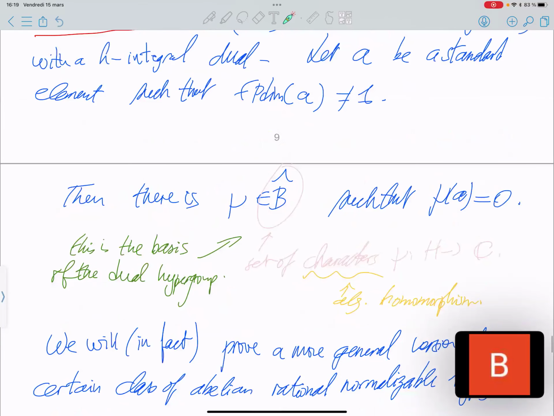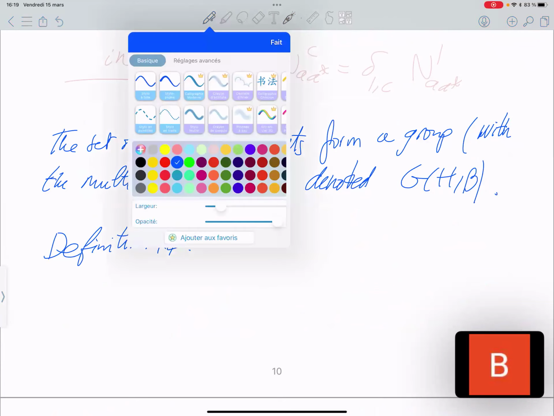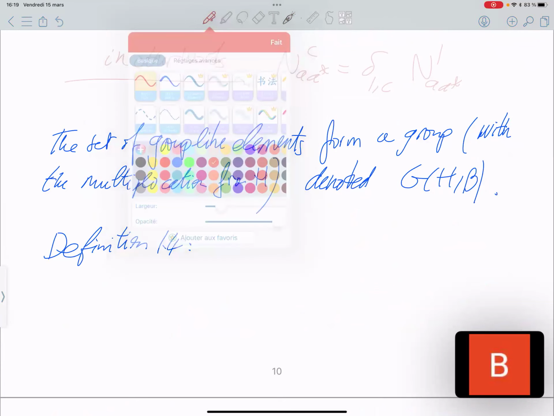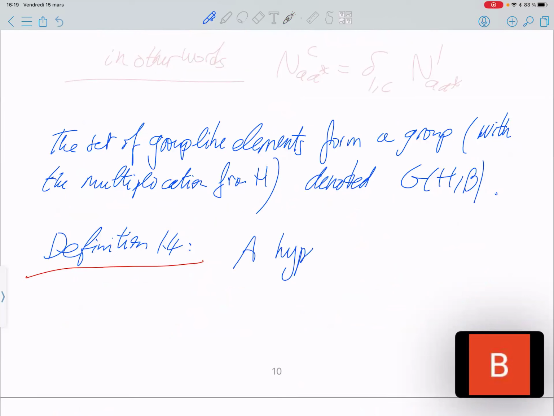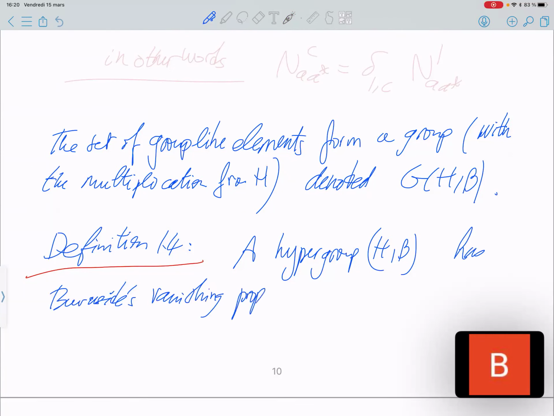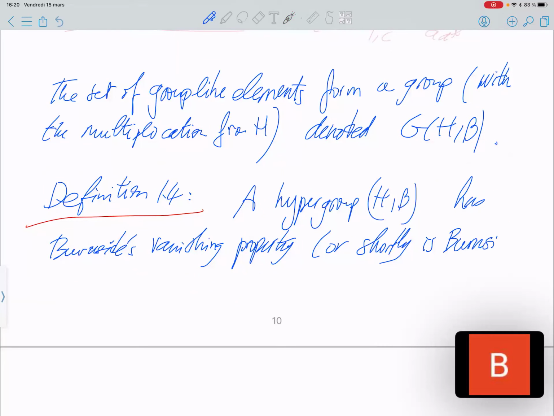Okay, so definition 1.4. A hypergroup H has the Burnside vanishing property, or shortly is Burnside. It will be denoted as Burnside.